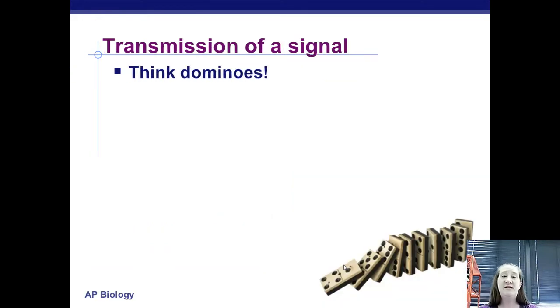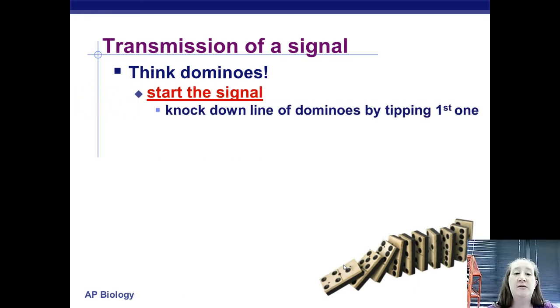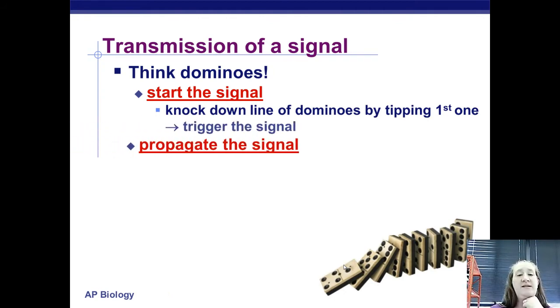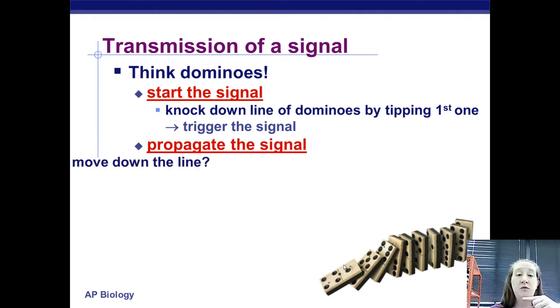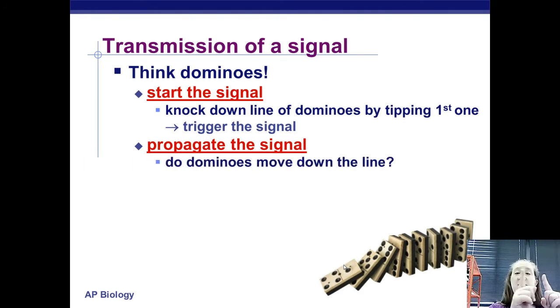Alright, transmission of a signal down a neuron works a lot like dominoes. You start the signal, so you knock down the first domino. And what does that first domino do? It knocks down the second, and then the third, and then the fourth, and it keeps going down. So that triggers the signal. Then the signal moves as each successive domino is knocked down.